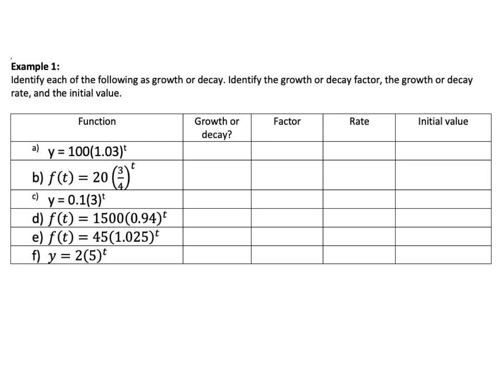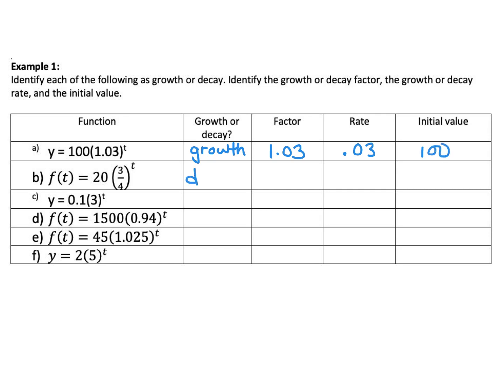So let's see if you can determine for these 6 examples, whether they're growth or decay functions, what the factor, the rate, and the initial value would be. So I'm looking at the first. The base is greater than 1, so this is growth. The growth factor is 1.03. The rate is how much more than 1 it is, so it would be 0.03. And my initial value is 100.